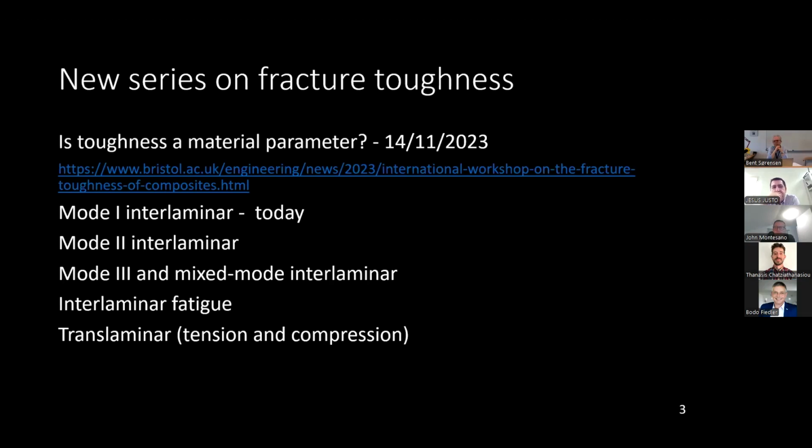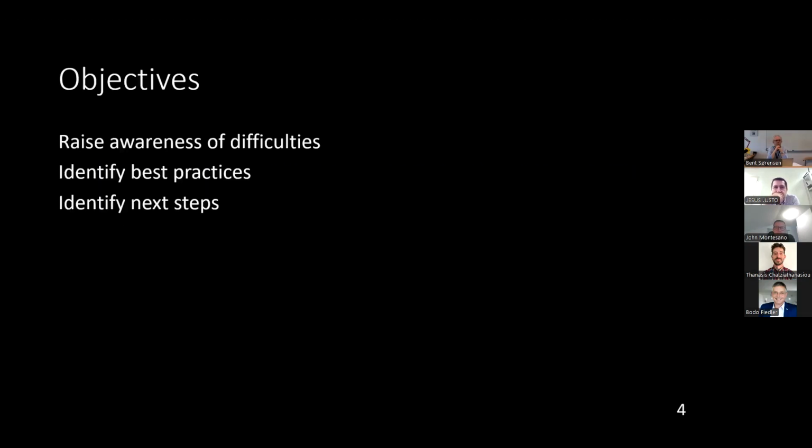This is how we see this series on fracture toughness evolving, the various topics we want to cover. The idea of these workshops is that we want to raise awareness of the difficulties, and specifically experimental difficulties, difficulties in interpreting the results and the data, and also to help people identify best practices, common issues, and help identify next steps in terms of research and in terms of applying this in industry. What should we do to get more reliable properties for strength, or in this case, for fracture toughness?